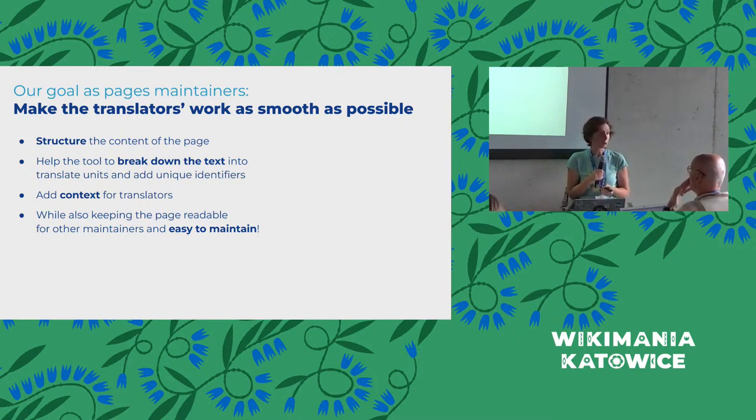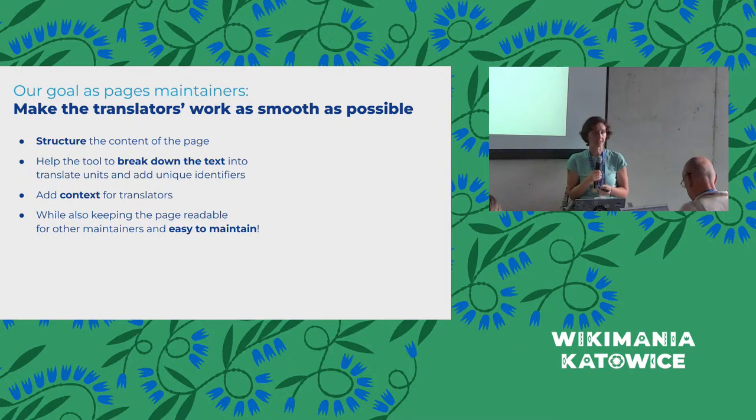So I want to structure the content of the page in a way that is then going to be easy for them to handle. I want to help the tool to break down the text into these translate units that we need. If necessary, I also want to add some context for the translators and make sure that things are as easy for them as possible to translate.